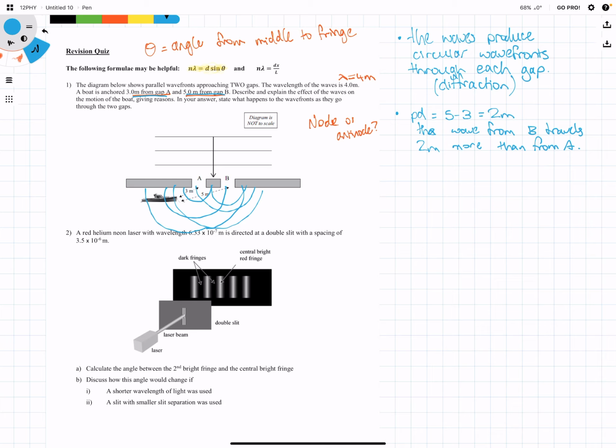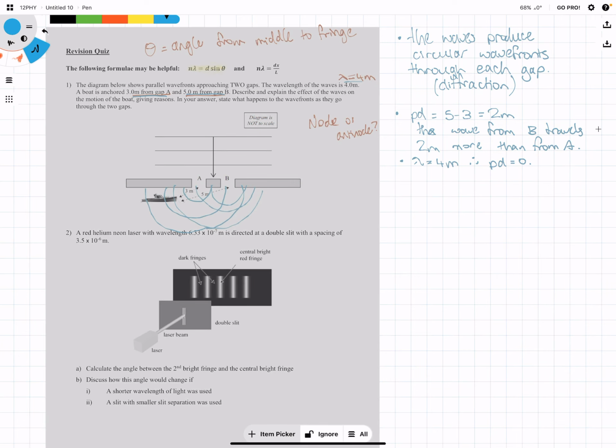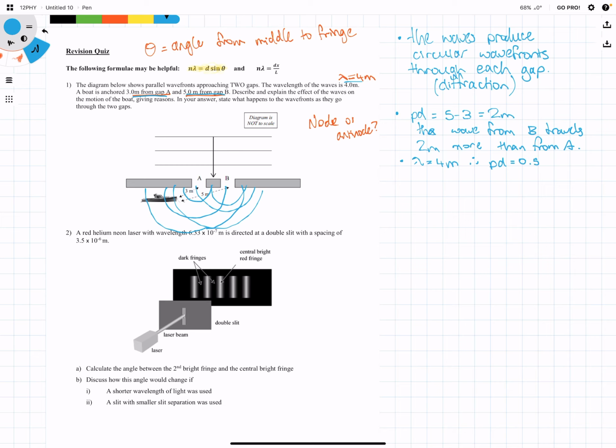Now, how do we relate the path difference to wavelength? Conveniently, they gave us the wavelength, which is 4 meters. Therefore, the path difference equals 0.5 lambda. And what do we know happens when we're at half of a wavelength path difference? We know we get what kind of interference? We get destructive interference.